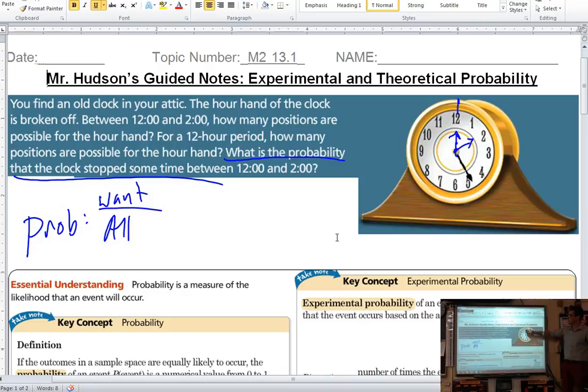So if we just want to talk about this portion of my clock, we really have two sections. We have the 12 o'clock hour, the 1 o'clock hour. So if we don't want to be too terribly accurate, we can really talk about there being two positions, right? It's between 12 and 1 or between 1 and 2.